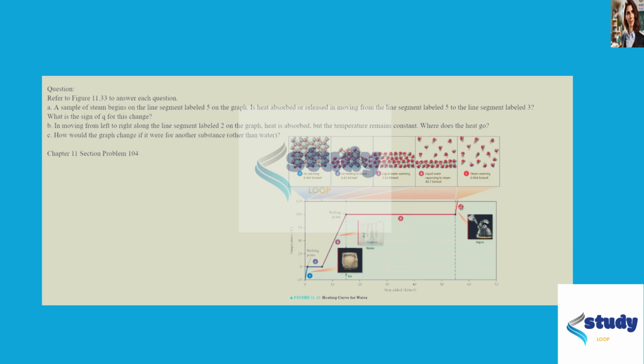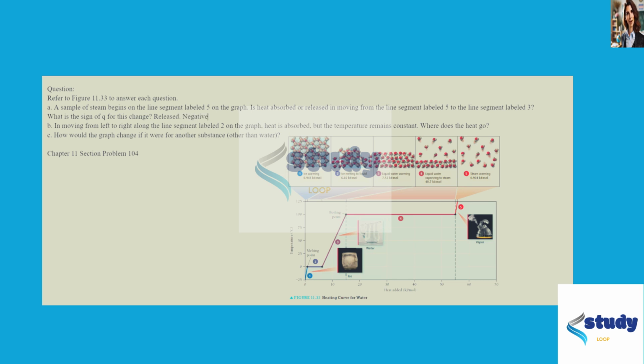Okay, over here. Is heat absorbed or released in moving from the line segment labeled 5 to the line segment labeled 3? And what's the sign of the Q for that change? So in addition to the graph literally saying that heat is added moving from left to right, the reverse, moving from right to left, would mean that heat is released. We know that when you're going down in temperature, your molecules of water are losing kinetic energy. So they have to be released, generally speaking.